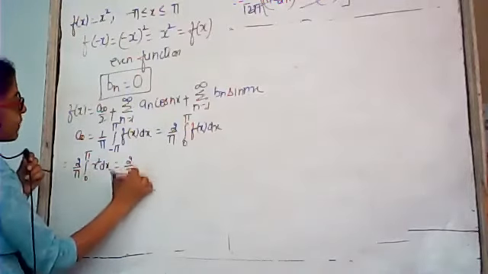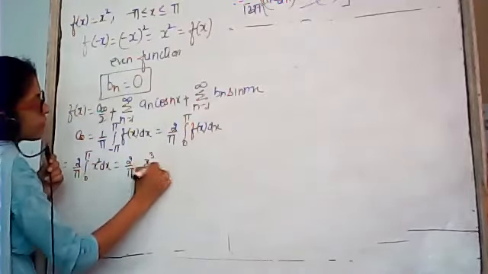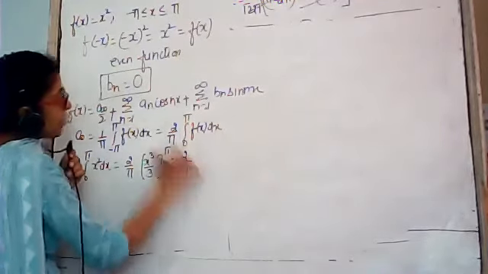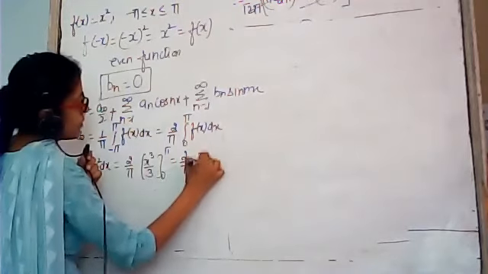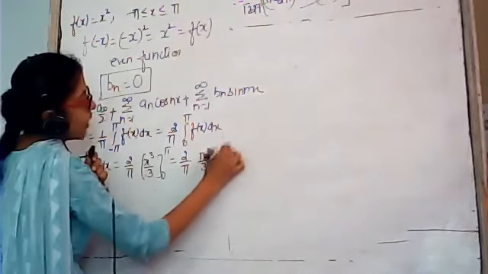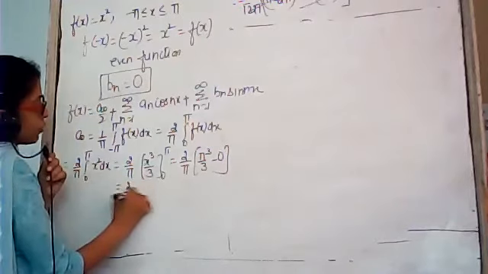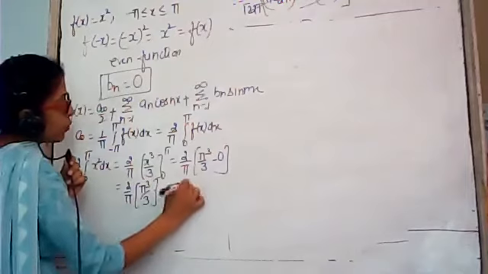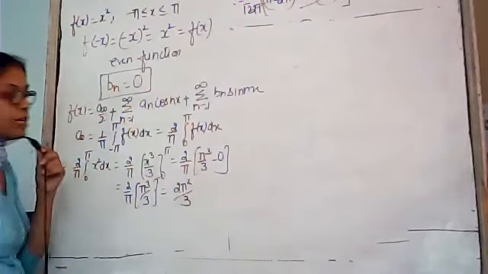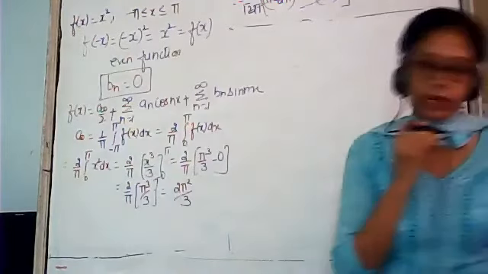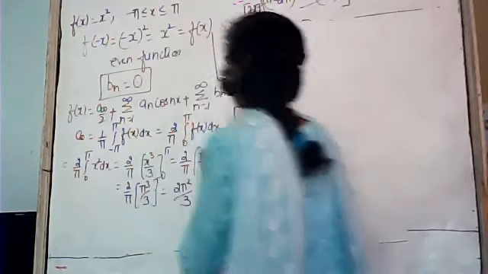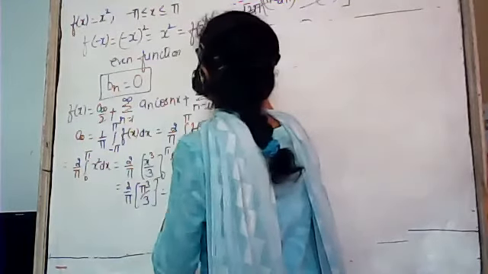This is 2 by pi. Integration of x square is x cube by 3 from 0 to pi. This is 2 by pi. Substitute the limits: pi cube by 3 minus 0. This is equals to 2 by pi into pi cube by 3, which is equals to 2 pi square by 3. So this is 2 pi square by 3. After that, we have to find the value of an.